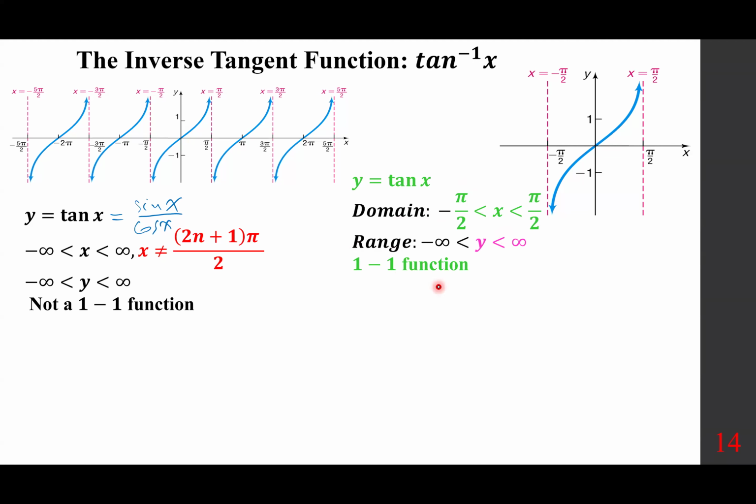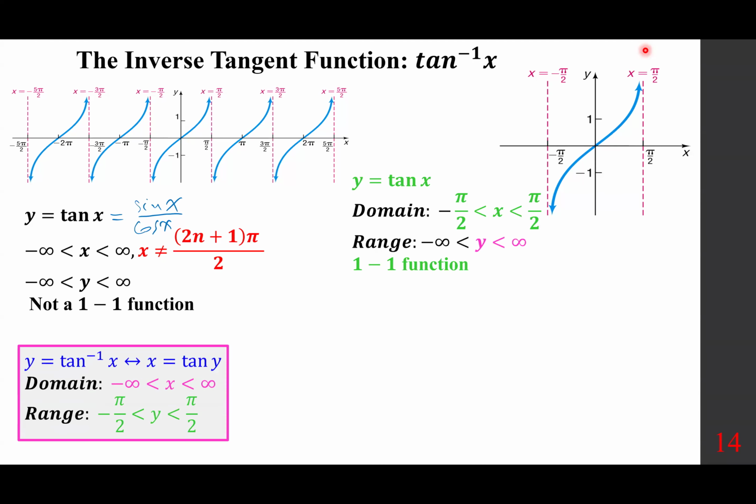Here's what I want you to notice. This function, the same as sine, goes between negative pi over 2 to pi over 2. However, the endpoints are not included. And that's the idea I want you to pay attention to. That is the main difference. The endpoints are not included.